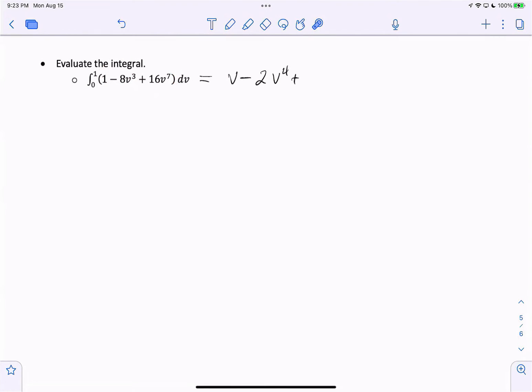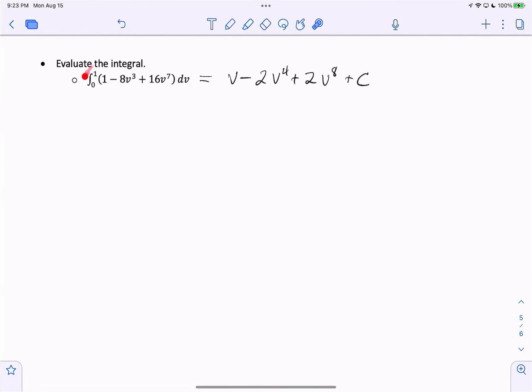For the plus 16v to the 7th, I'm going to add 1 to the exponent to get v to the 8th, divide by that 8, and then I have 16 over 8 is going to give me 2. That's our antiderivative. You know what, I'll put a plus c in here. This is the only time you'll see me do this for a definite integral. And you'll see why in just a second.